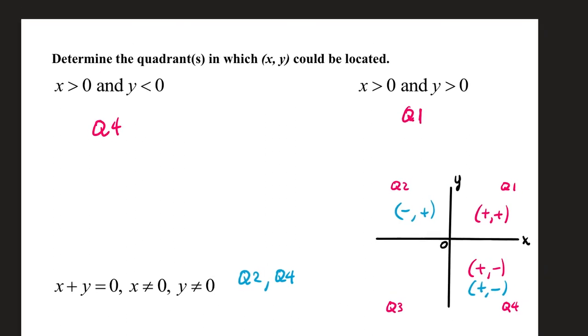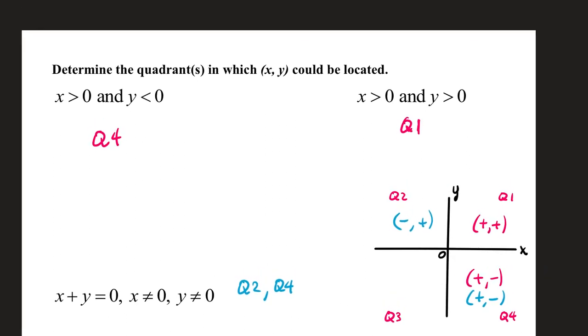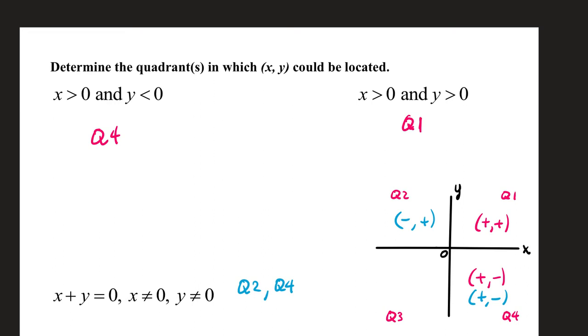Determine the quadrants in which the point XY could be located. In our first description, the x coordinate's positive, the y coordinate is negative. If you were to plot a point fitting that description, starting at the origin, you would go right and down. That's quadrant 4. The upper right description, your x coordinate is positive, and so is your y coordinate. If you plotted a point fitting that description, start at the origin, you would go right and up. That's quadrant 1.